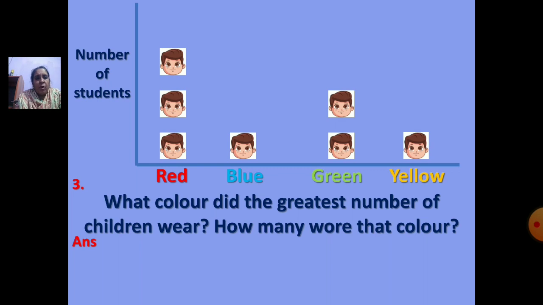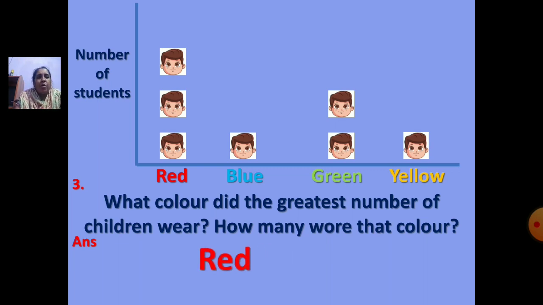Okay. And above all the color you can see the pictures are drawn of children. Above which color you see more number of children? Yes, above red color, right? So what color did the greatest number of children wear? Red color. So you will write red there.